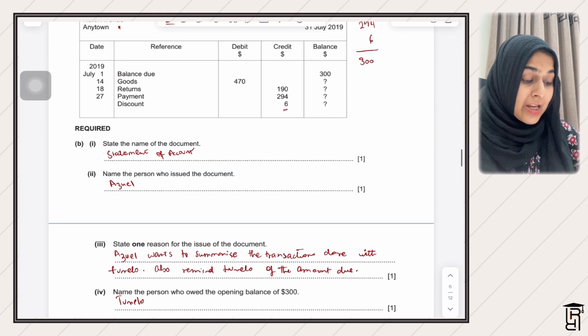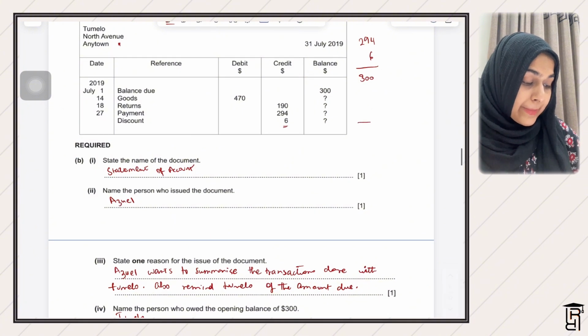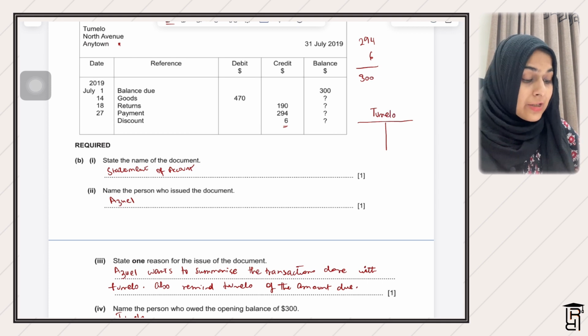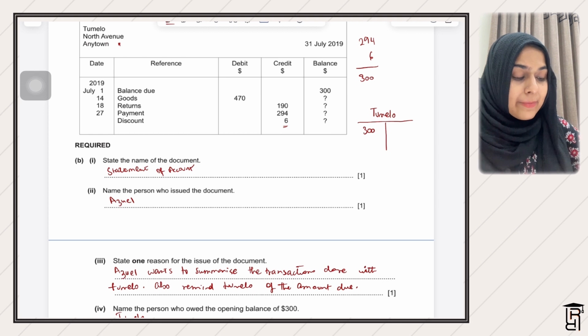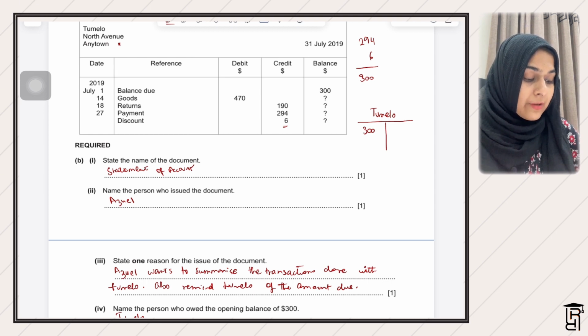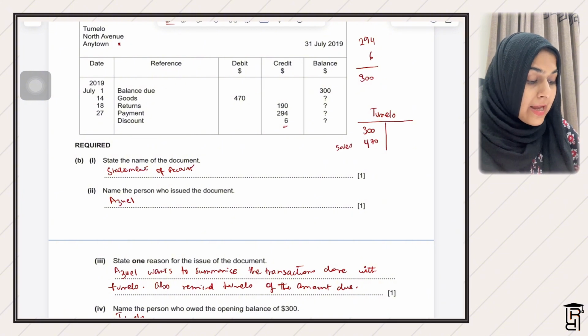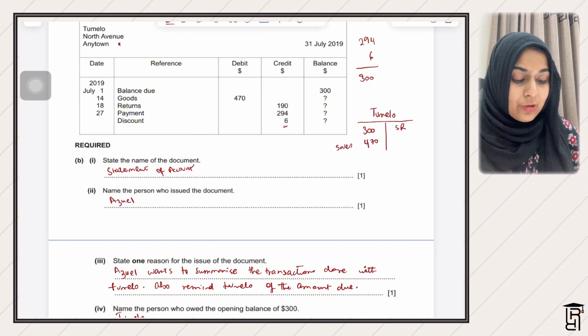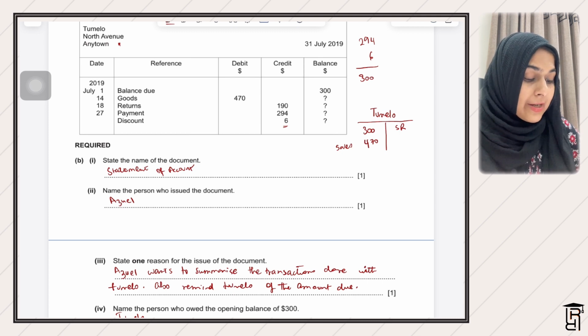Calculate the balance due on 31st July 2019. This is quite simple. You can make this account of Tomelo. So if I make the account of Tomelo in the ledger of as well, I'll start with the balance brought down of 300, and then when debit the balance is increasing, so I'll write here 470 on the debit when the goods are sold. So I'll write here sales. This is basically sales. This is sales returns. So I'm writing SR, it's a short form. Just want to show you guys how to calculate the balance. So 190 is your sales returns here. Bank is 294. Discount allowed is $6.